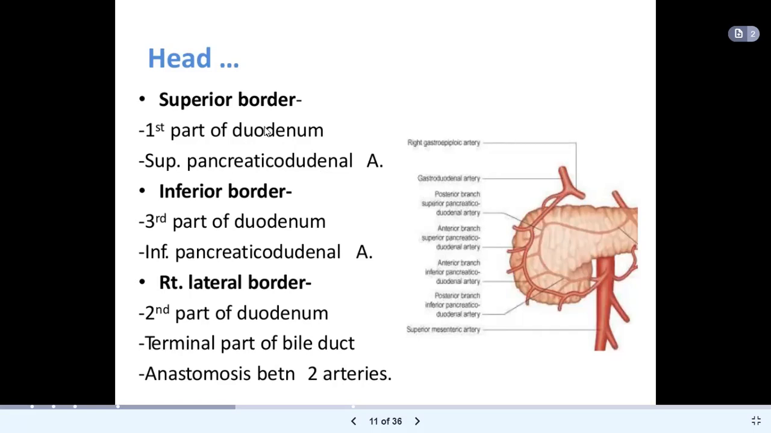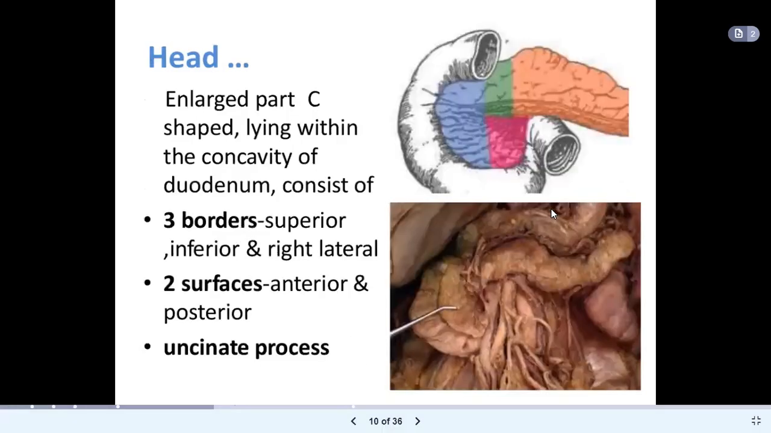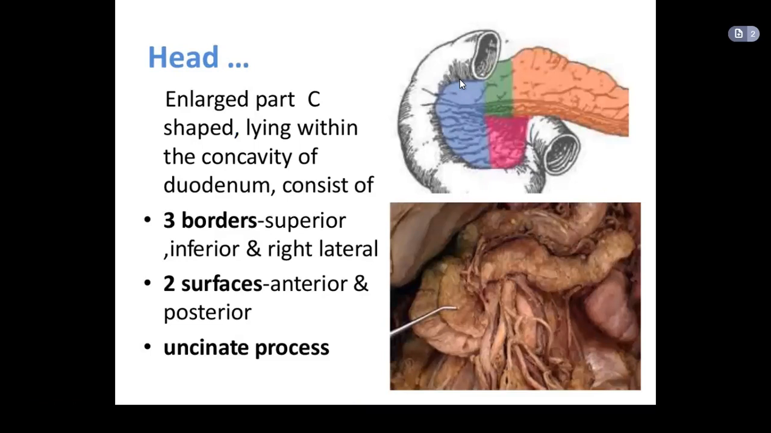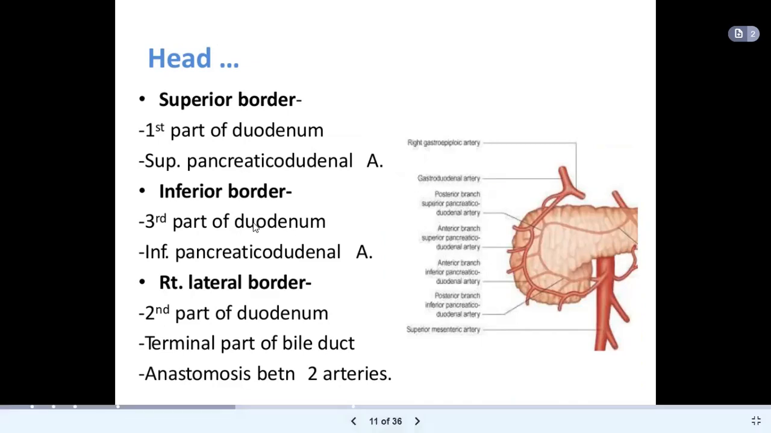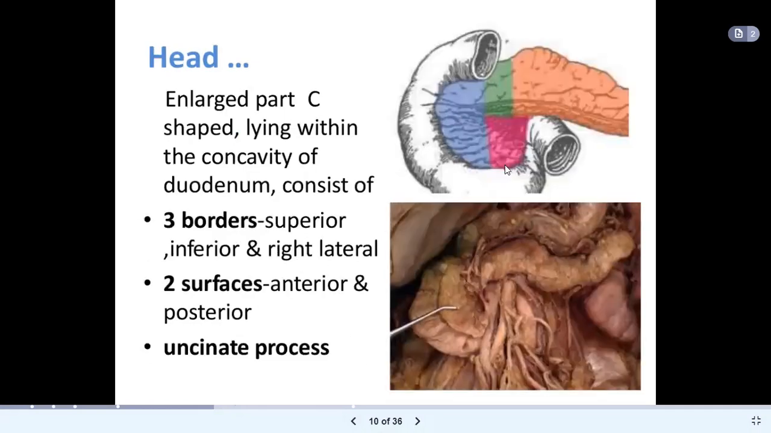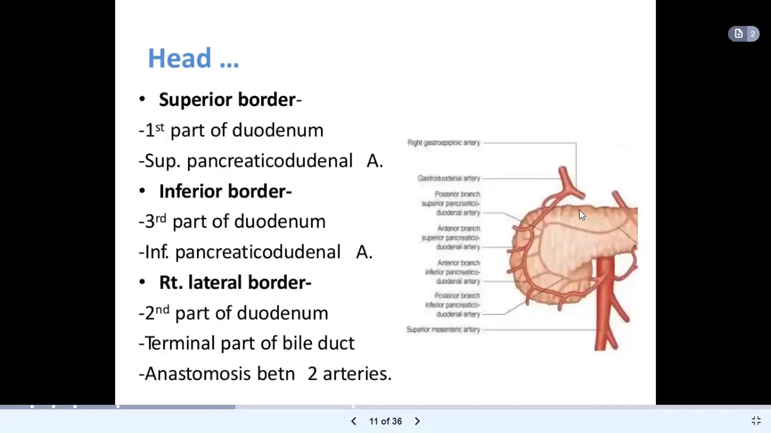So the superior border is overlapped by the first part of the duodenum, as we can see in this picture. It is also related to the superior pancreatico-duodenal artery. The inferior border is related to the third part of the duodenum and the inferior pancreatico-duodenal artery.